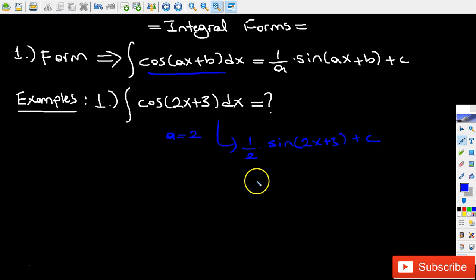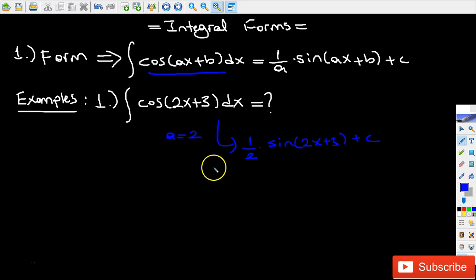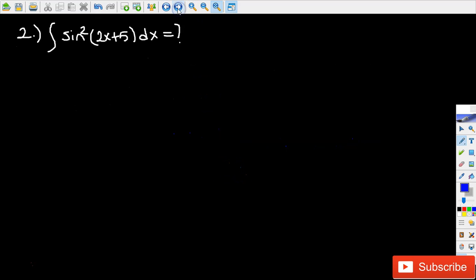Okay. You can also arrive at this answer using the u substitution. If you set 2x plus 3 equal to u and apply the entire process, you're going to end up with the same answer. But sometimes, if you want to save some time, especially if you're preparing yourself for competitive exams, these kinds of shortcuts or tricks or integral forms are going to help you a lot. So they're going to turn out to be very helpful for you. Okay, so that's the first problem. So let's move on to the second problem.